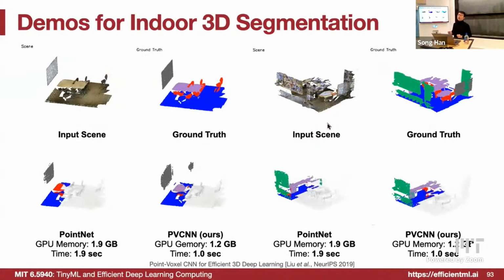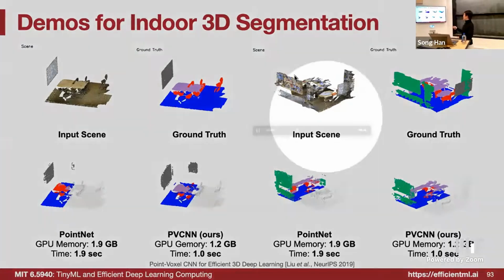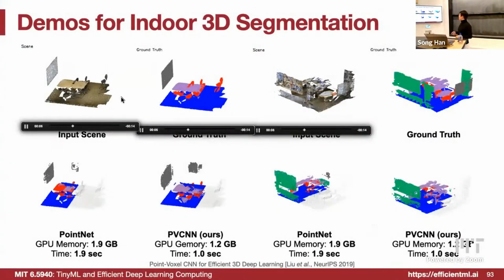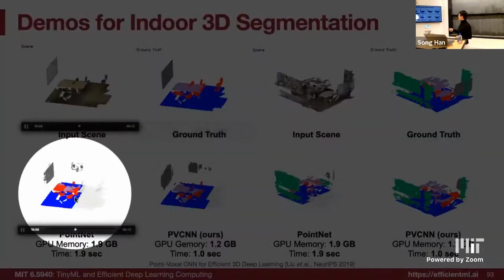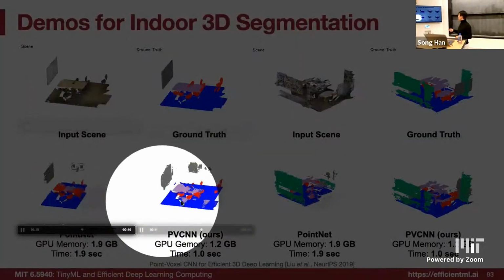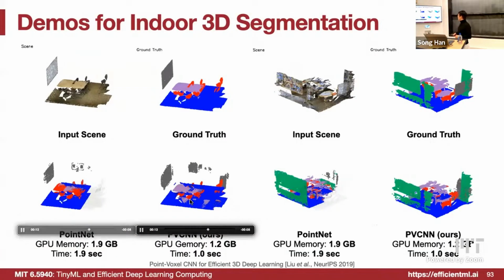So this is a demo for indoor 3D segmentation. So here is PointNet, which is pretty slow, like 2 seconds. Now it's only 1 second.